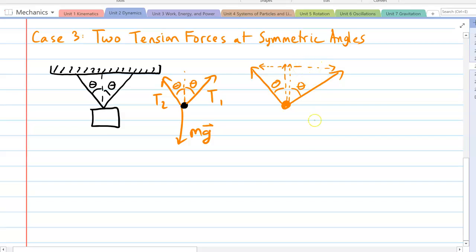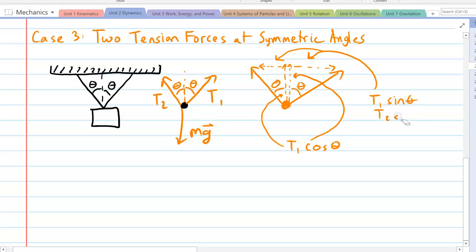So we see that the ones right here are tension of whatever, right? T1 cosine, since it's adjacent to that angle. And same with this one right here, right? And then these two on the top are the opposite of that angle, so they must be T1 sine theta and T2 sine theta, right? And then T2 cosine theta. So this will help us with our free body diagram even more.